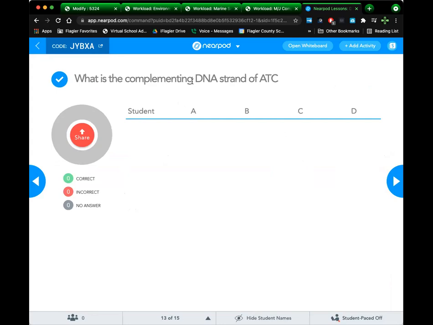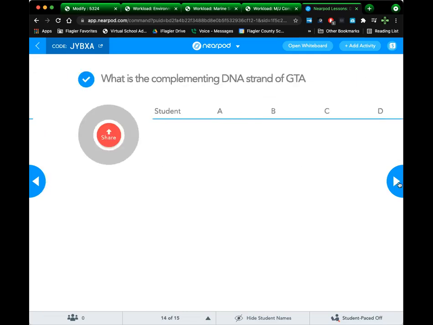complementing strand might be phrased like this on your exam, of ATC. If this is half of a strand of DNA, you're writing what would be attached to it. This is just your base pairing rules. If there's an A, like there is here, you would have a T. T is always attached to A, and then C is always a G. So this would be T, A, G. The other half of that DNA strand would be T, A, G.